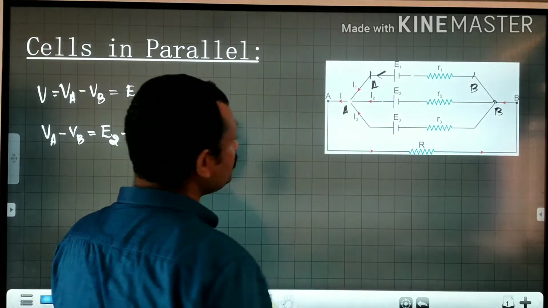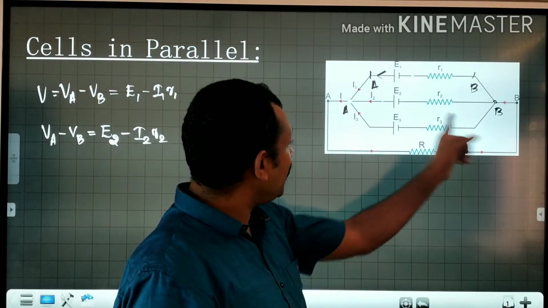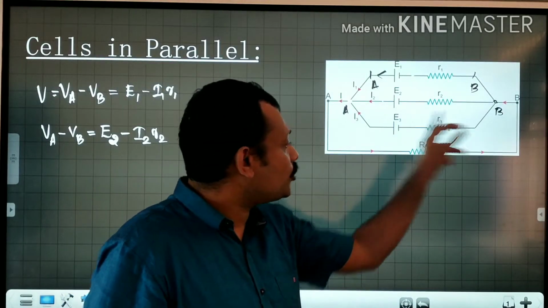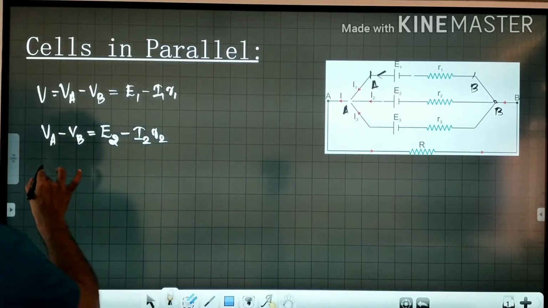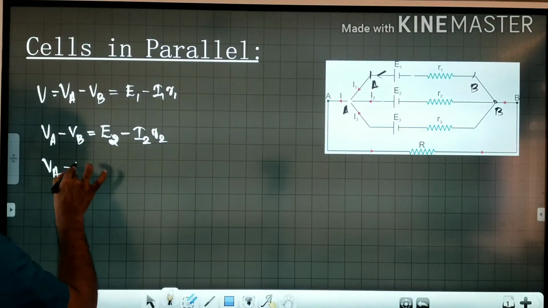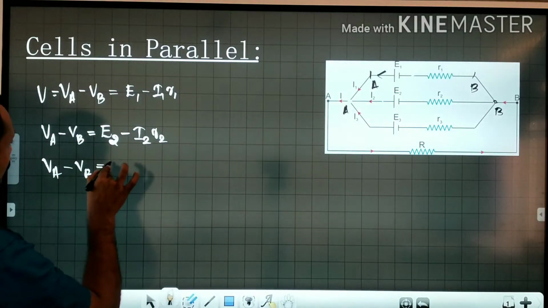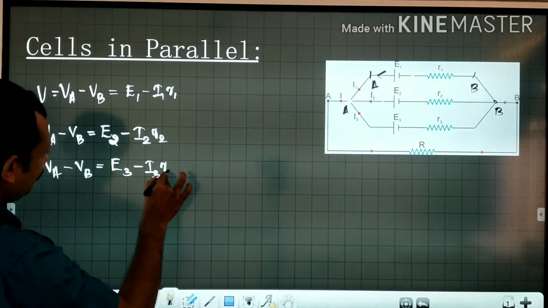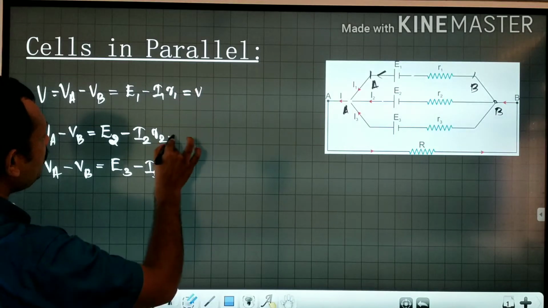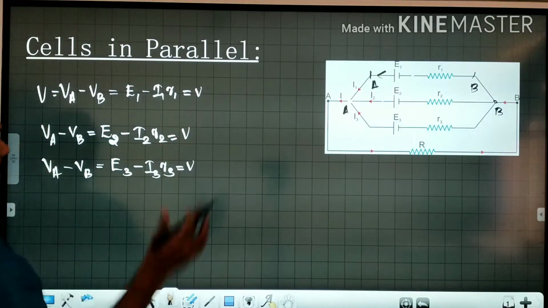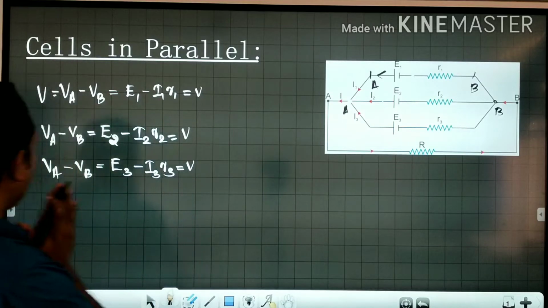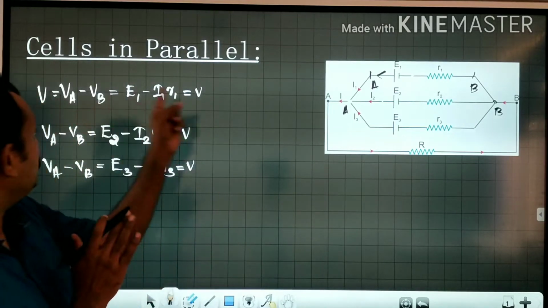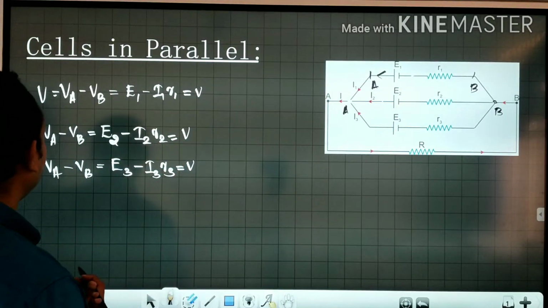Similarly, this point is A and that point is B, which means the third cell is also connected between the terminals A and B. So VA minus VB is equal to E3 minus I3 R3. Now this is V, this is V, this is V, where V is the terminal potential.